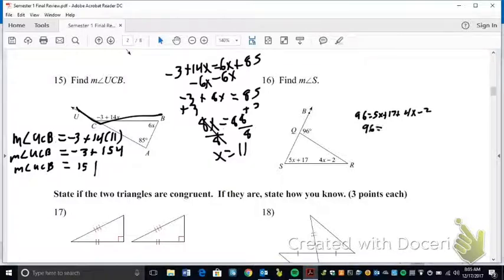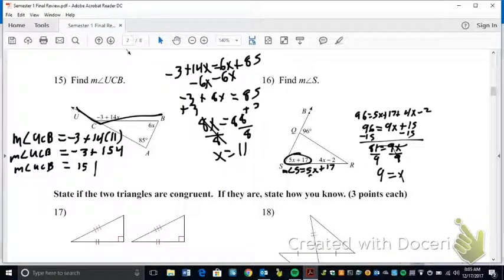Measure of angle S, 96 equals 5x plus 17 plus 4x minus 2. So what we did there, I just kind of rushed, is 96 equals 9x plus 15. Okay, so that's 5x plus 4x equals 9x. 17 minus 2 is 15. So we're going to add 15 to both sides. We get 81 equals 9x. We're going to divide by 9. That's going to give us 9 equals x. Okay, so then we have 5x plus 17, or 5 times 9 plus 17. It's going to give us 45 plus 17, or the measure of angle S equals 63.